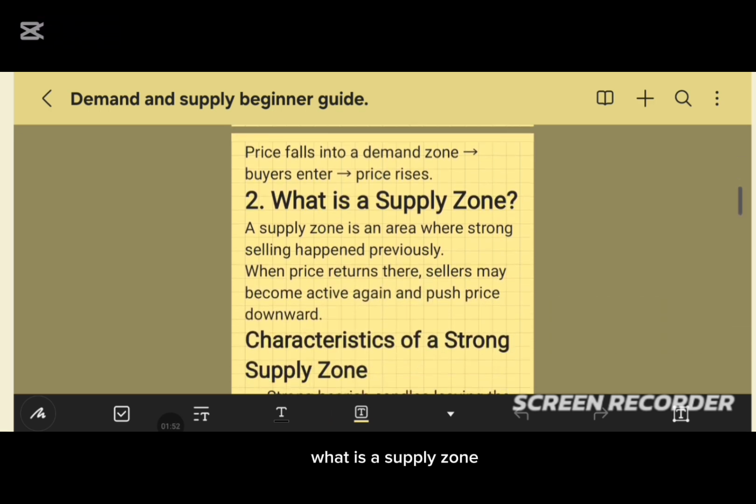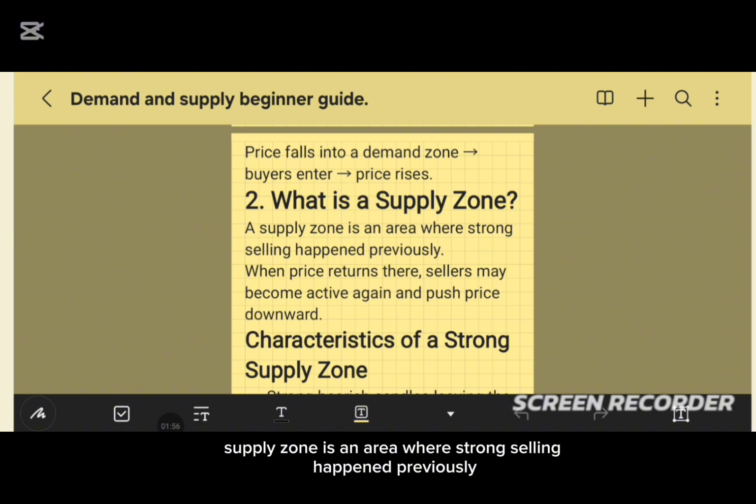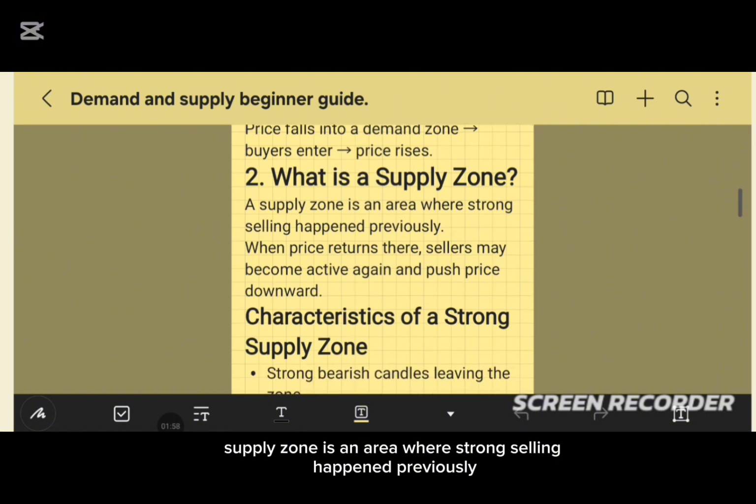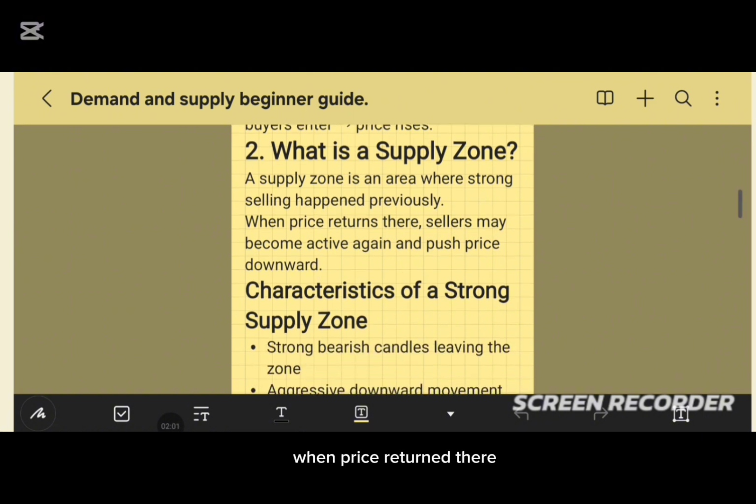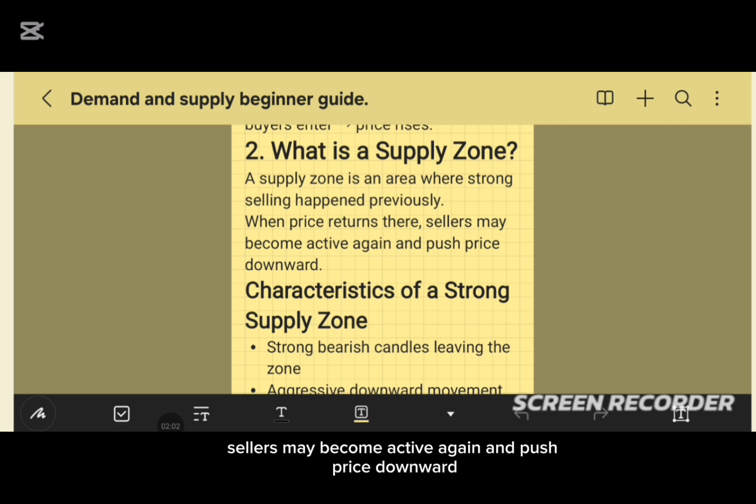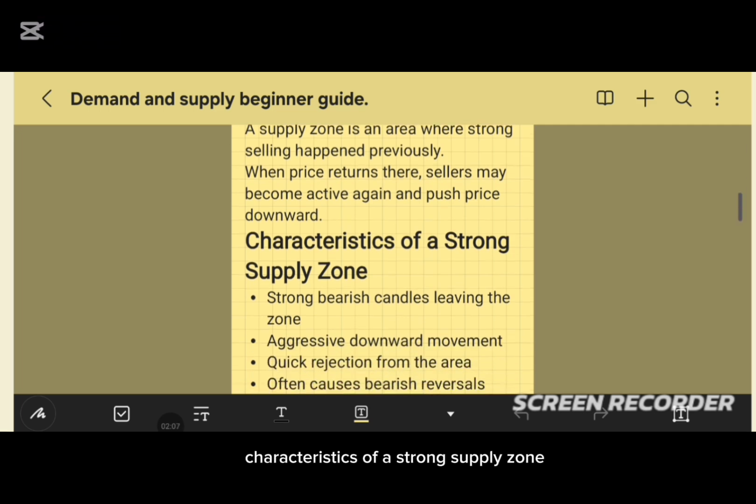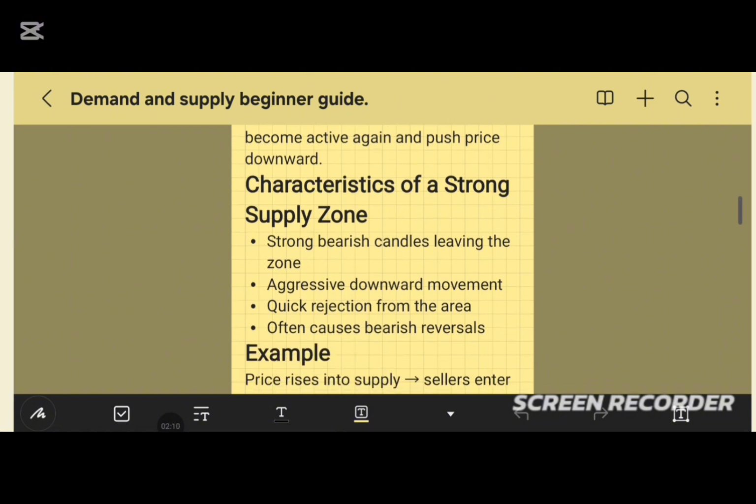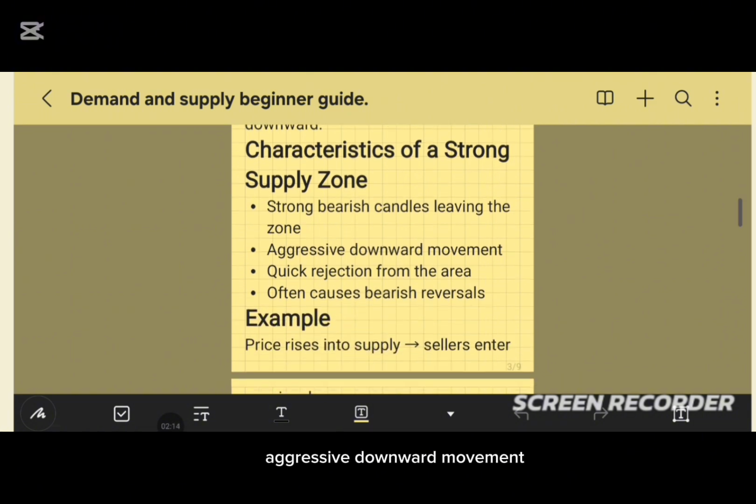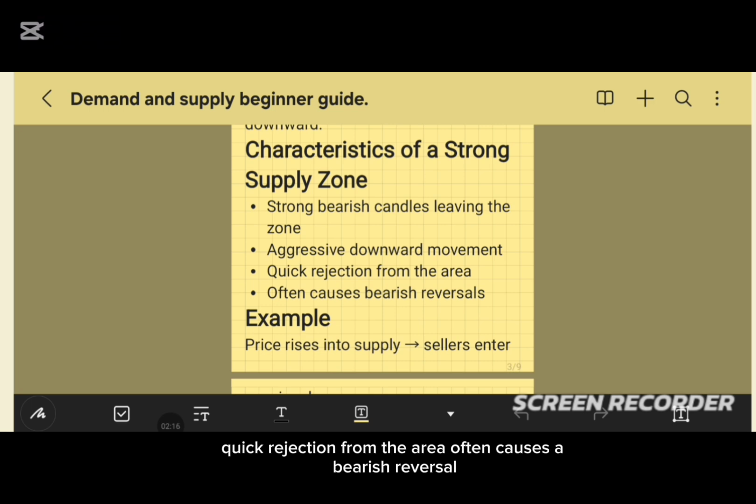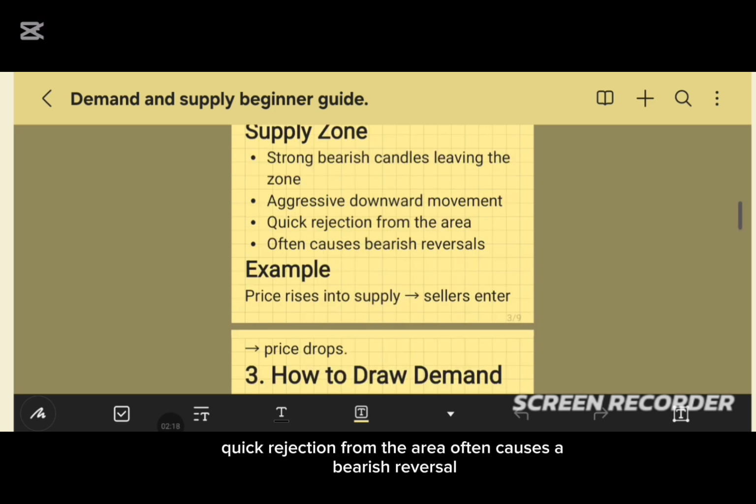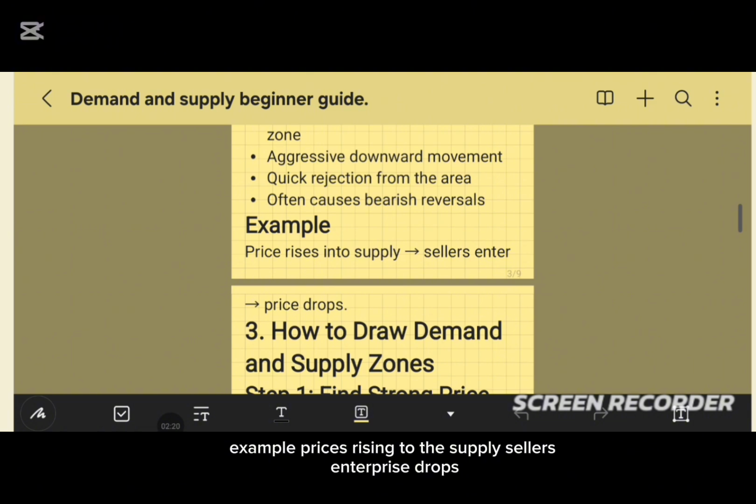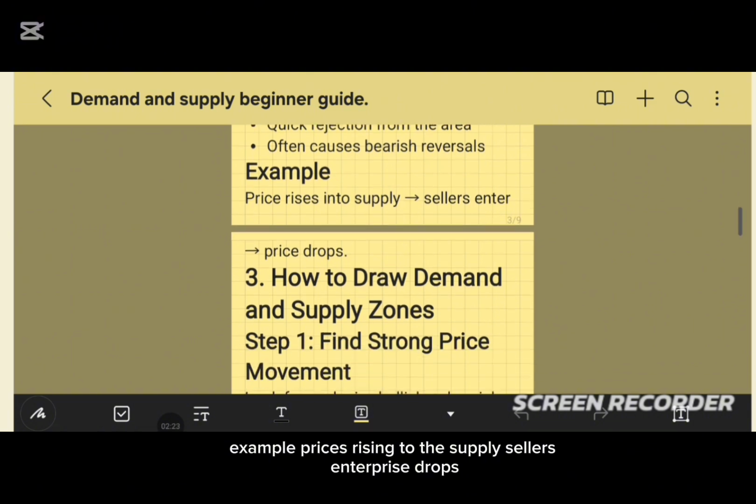What is a supply zone? That is topic number two. A supply zone is an area where strong selling happened previously. When price returns there, sellers may become active again and push price downward. Characteristics of a strong supply zone: a strong bearish candle leaving the zone, aggressive downward movement, quick rejection from the area, and it often causes a bearish reversal. Example: price rises into the supply, sellers enter, price drops.